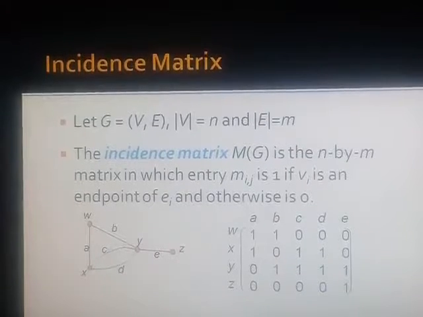These are the basic definitions of graph theory.